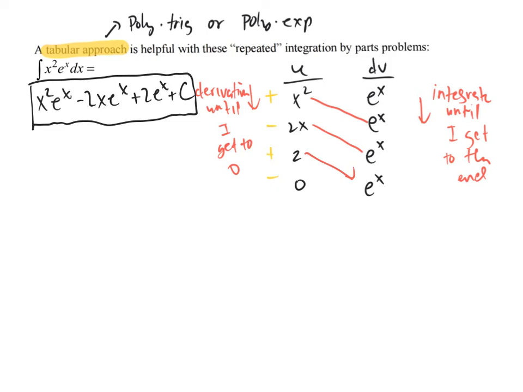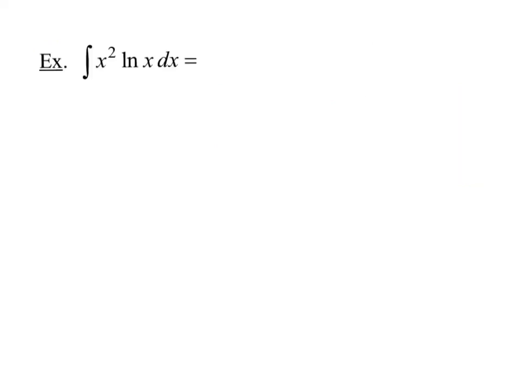But I do want to remind you, you can only use this tabular approach if it's a polynomial times a trig or a polynomial times an exponential. Okay, on the next example problem, we aren't going to be able to use the tabular approach, so we're going to have to go back to our approach that we used on the first two examples, since we have a polynomial times a logarithm.